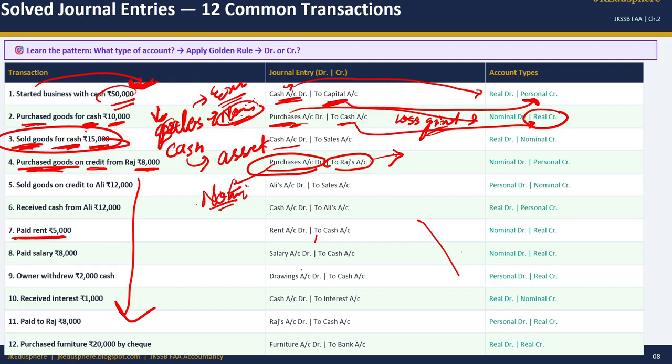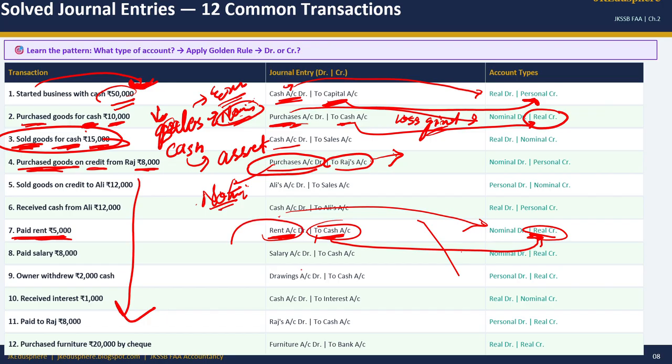So for example, we paid rent of 5,000. So we paid rent, so rent account will be affected and cash account. What is rent account? Rent account is a nominal account and cash account is a real account. Cash is an asset, so real account will be affected. Rent is an expense, and for you it will be expense, and for the receiver it will be an asset. So expense and assets are recorded in nominal account.